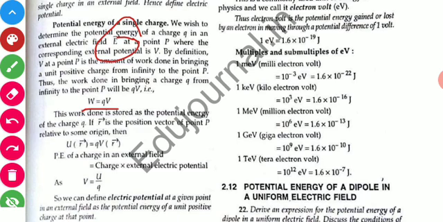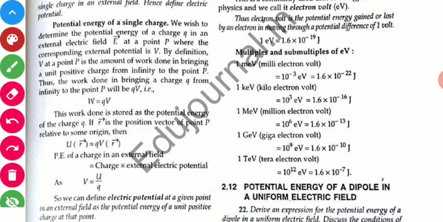So now when we have moved the charge from infinity to point P, the charge Q has potential energy, and this potential energy will be equal to the work done. Now we know that work done is equal to QV, so potential energy will also be QV. So we put U is equal to QV.